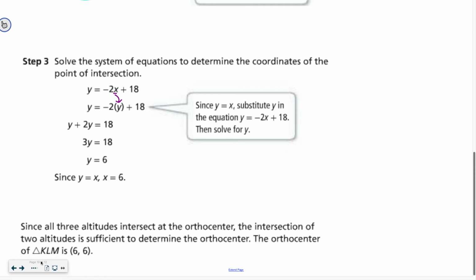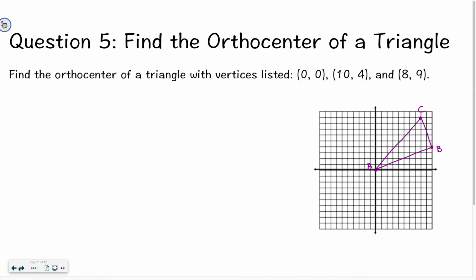And then the orthocenter. Since all 3 altitudes intersect at the orthocenter, the intersection of 2 altitudes is sufficient. You don't have to do that third side. You just need to know where 2 of them intersect because you know the third one also has to intersect there. So the orthocenter is at (6, 6). All right, why don't you go ahead and try to find the orthocenter of this triangle. Good luck.